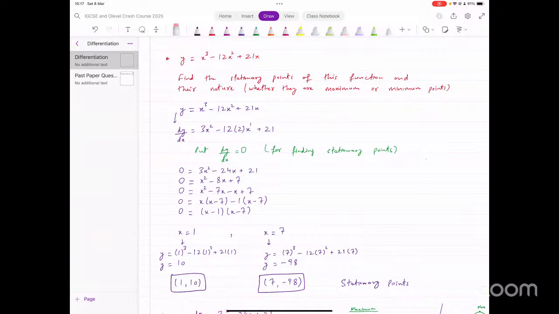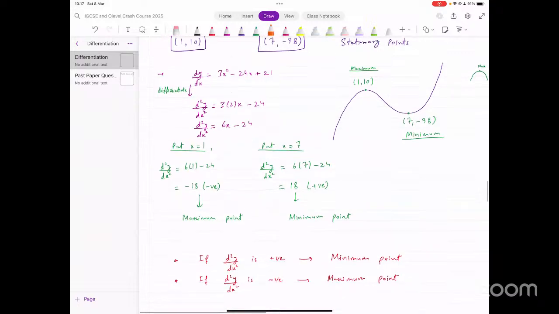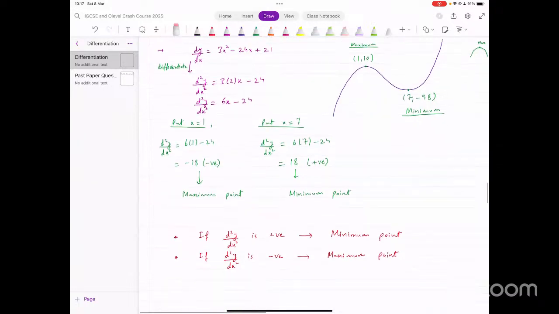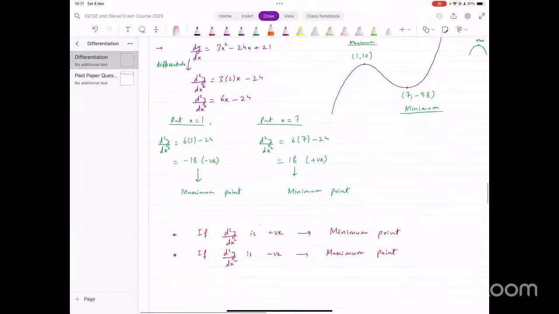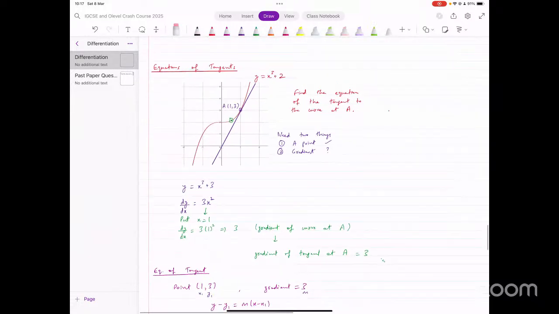And then if you have to figure out if that turning point is a maximum or a minimum, what you do for that is you find the second derivative. Find the second derivative, put those values of x in that second derivative. If the result turns out to be negative, it's a maximum point. And if the result turns out to be positive, it's a minimum point. Okay, so if the second derivative is positive, you have a minimum point. If the second derivative is negative, you have a maximum point. That's what we did. And then finally, we talked about how to find equations of tangents.